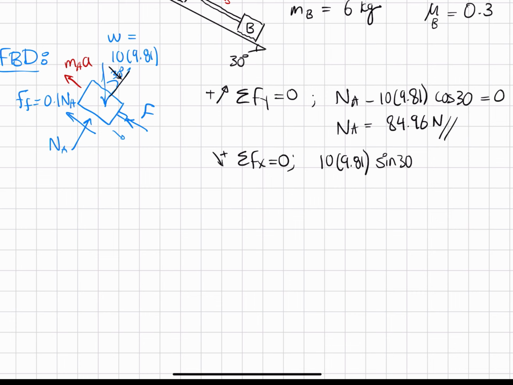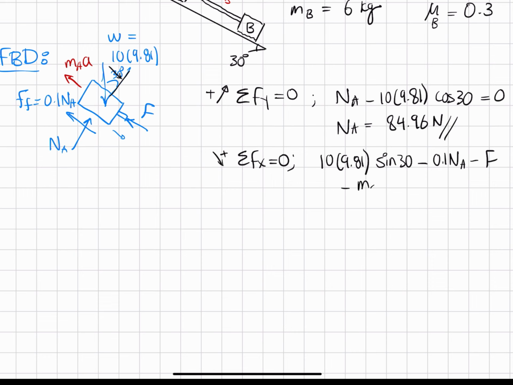This is going downwards, so it's positive because that's what we chose. Friction force is going upwards. We have minus 0.1 NA. We also have the force that's imposed by the link. I chose upwards to be the direction, so it's minus F. And lastly, we have minus MA, the inertial force, Newton's second law. And this whole thing is equal to 0.